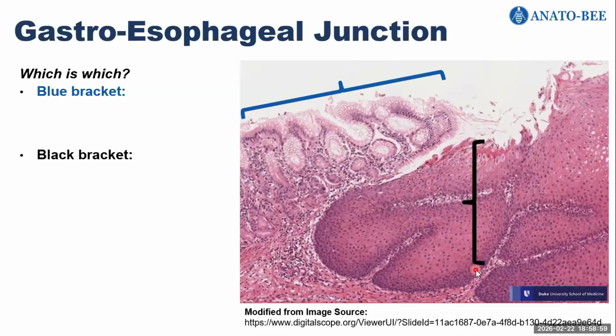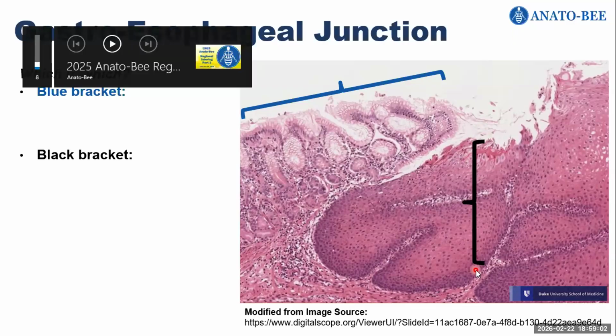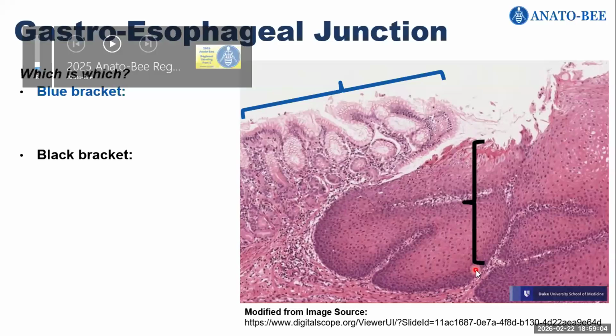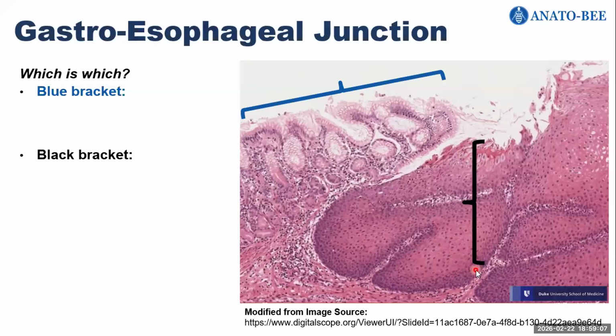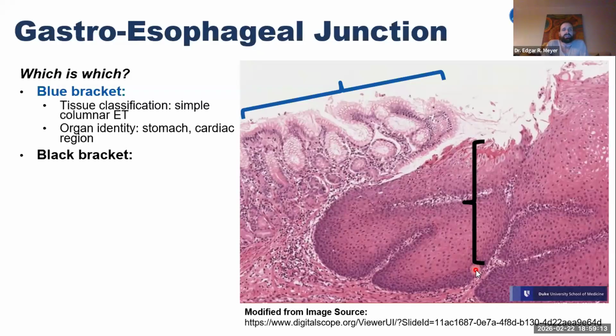Looks like most of the students are correct. So they're saying blue is the stomach because it's simple columnar, and black is the esophagus because it's stratified. Okay, awesome. Great. All right, so our blue bracket, of course, is indicating our cardiac region of our stomach, given the simple columnar epithelium that we can see here, lined by these mucus secreting cells. And then our black bracket is indicating our stratified squamous epithelial tissue.